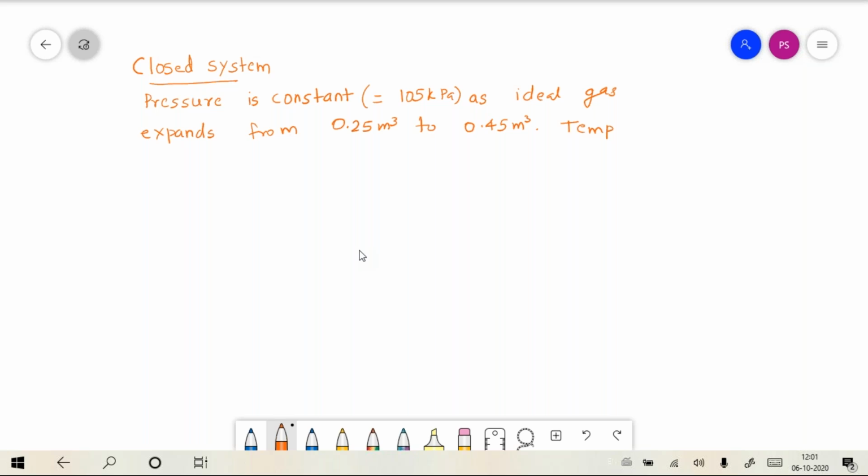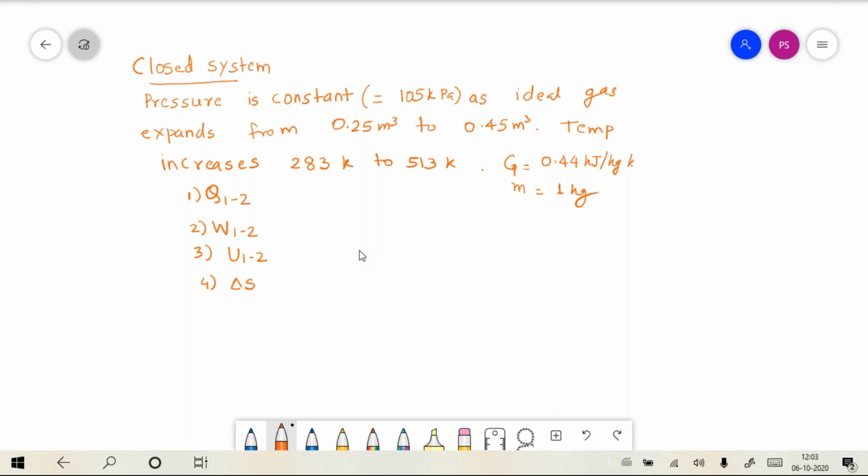Solve this. How much would it be? How much is the value for work transfer? You find out and tell me. Similarly, heat transfer is 513 minus 283.